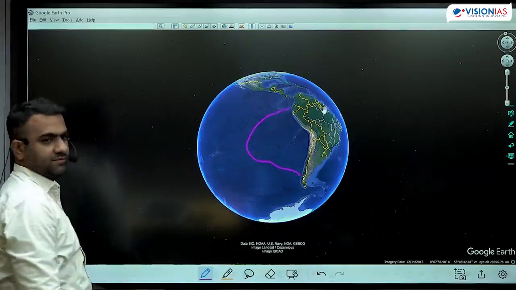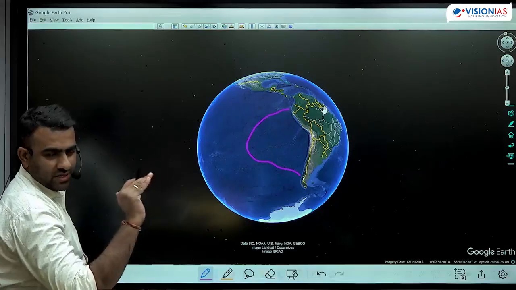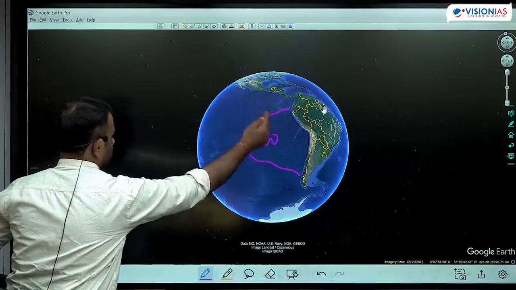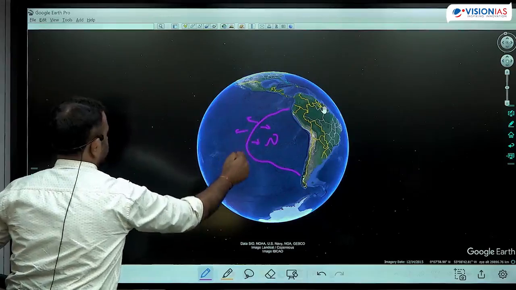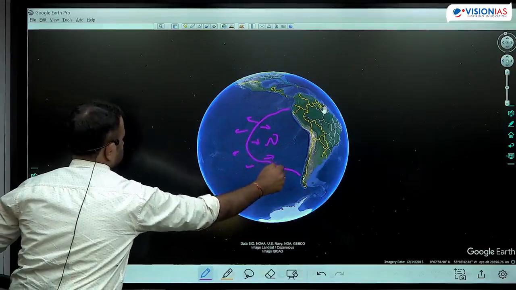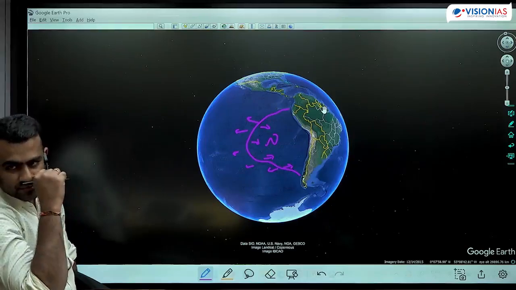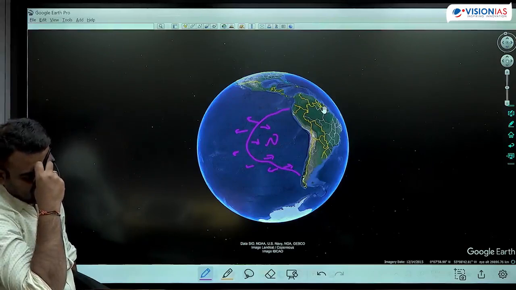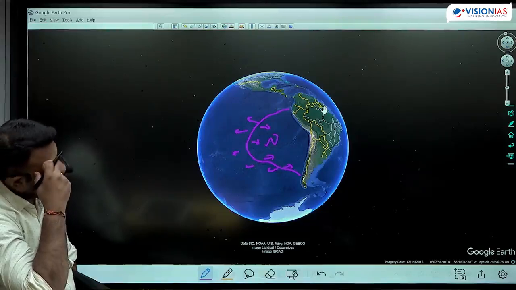East Pacific Rise. Rise and ridge are almost the same. Rise is slightly lower in elevation than ridge. This is between the Pacific plate and the Nazca plate. Around the Nazca plate and between the Pacific plate there is a ridge which is divergent in nature. It's called the East Pacific Rise. R-I-S-E, rise. This is ocean-ocean divergence.